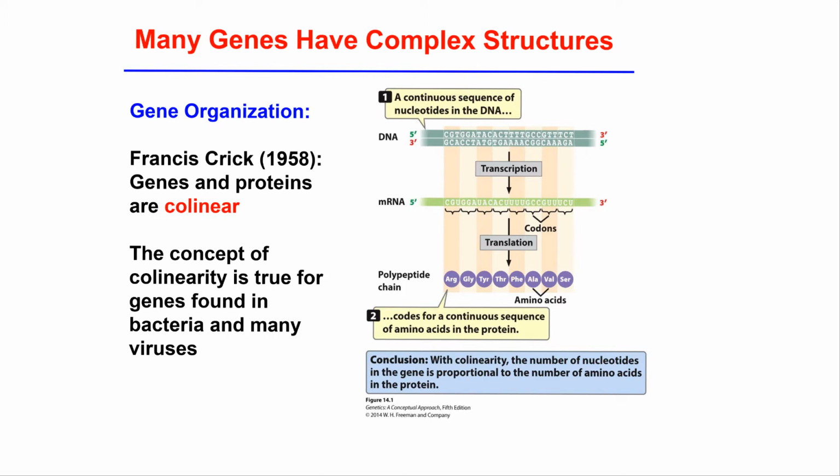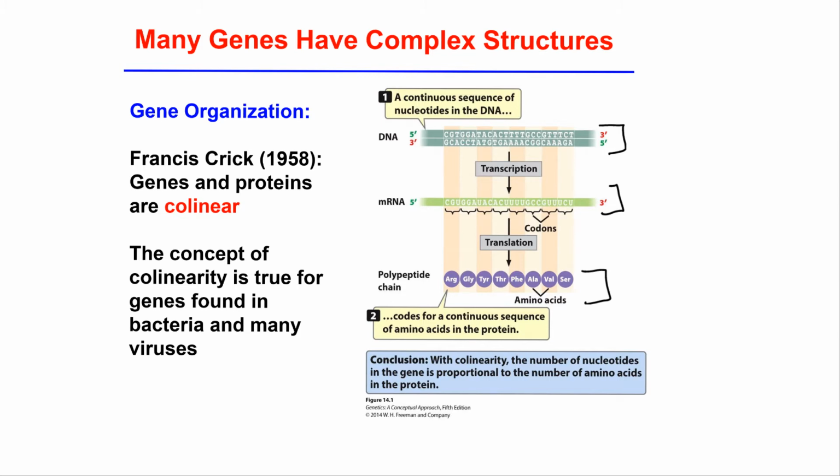Now, when Francis Crick in 1958 proposed his theory about genes and proteins, he suggested that genes are collinear. What does it mean? It means that a continuous sequence of nucleotides in DNA encodes a continuous sequence of amino acids in the protein, with an intermediate sequence in RNA. Now, this collinearity still applies to the inheritance of genes in bacteria and many viruses.